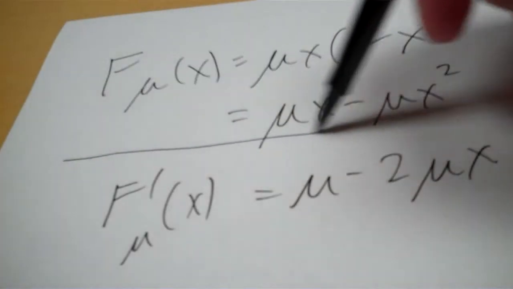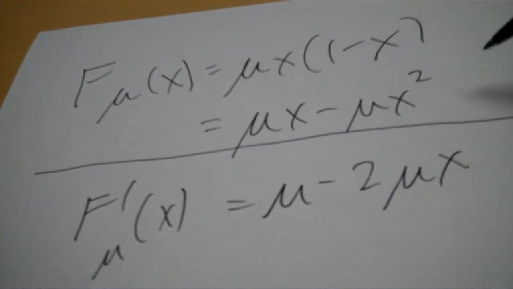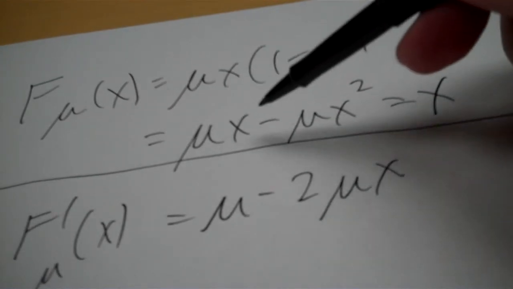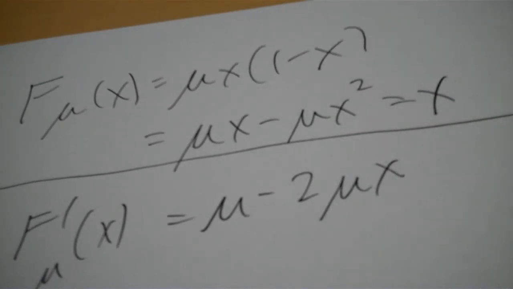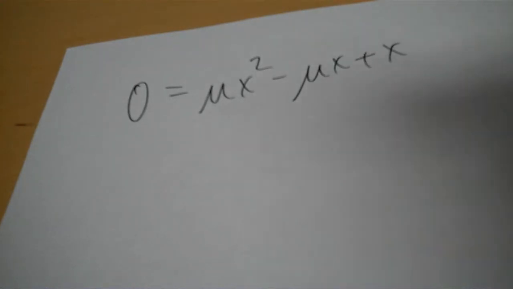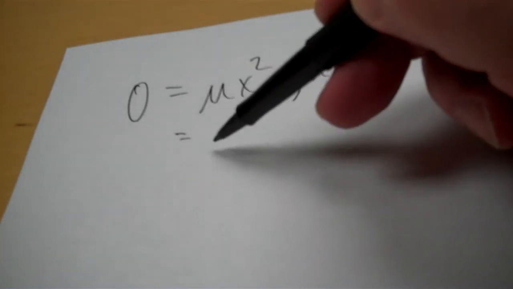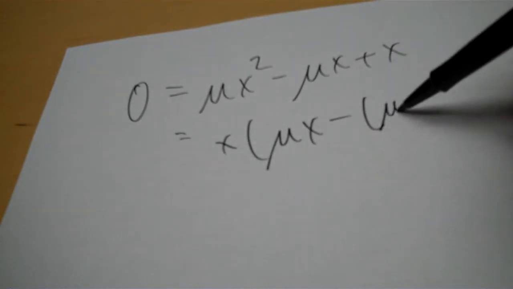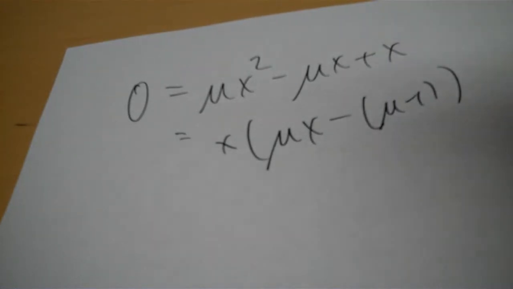And a fixed point would be where the function is equal to the input value, so that the input value equals the output value. And so we can solve that by bringing everything over on one side. And you have mu x squared minus mu x plus x. And you could factor out an x, and you have x times mu x minus mu minus 1, if you like.